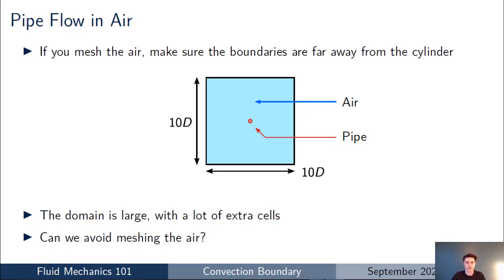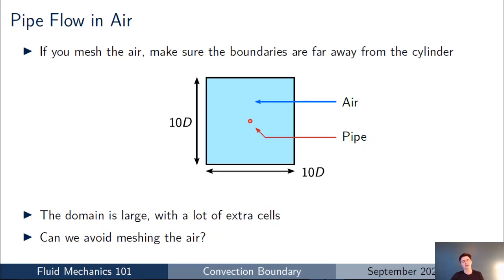And so often you'll see people maybe put the boundaries 10 pipe diameters or even 20 pipe diameters away from the pipe itself. And so what you can see straight away is that if you do take this approach of meshing the fluid around your hot surface, your hot CFD geometry, the CFD domain itself is very large. And this means that we'd end up having to add a lot of extra cells to our CFD mesh, and the calculation, of course, would be a lot slower.